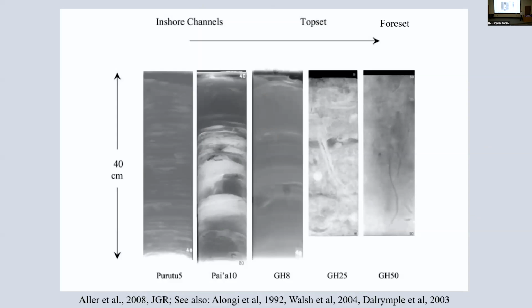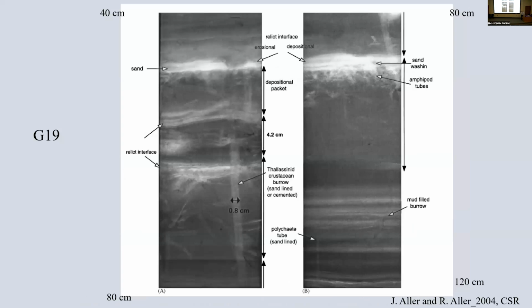Couple more points. So these are X-radiographs of the system that show some of the dominance inshore in these inlets, the Perutu inlet, the Pi inlet. You can see these layers in the sediment that show physical stratification indicative of intense reworking of the sediment. As you go offshore into deeper water, here you can see biogenic structures. So you get a transition to benthic communities in this system as the system becomes less physically disturbed.